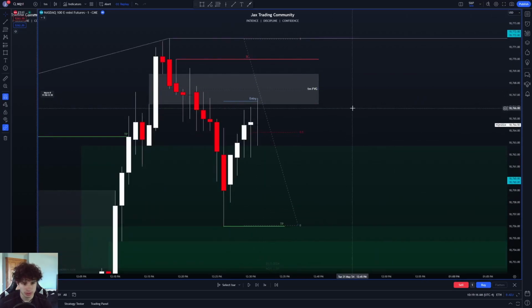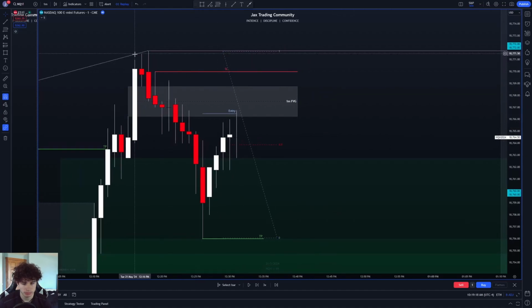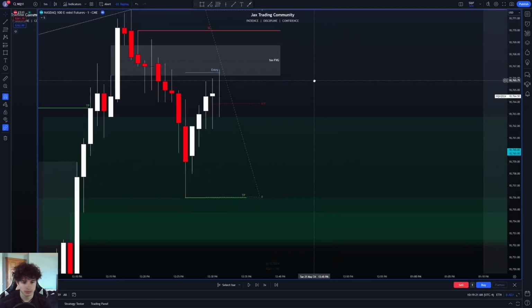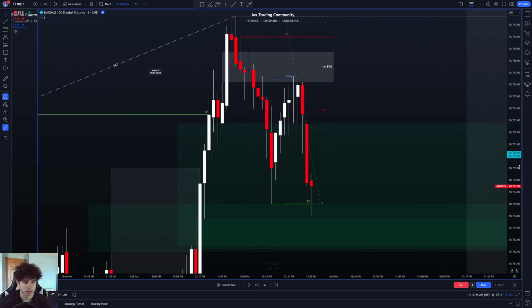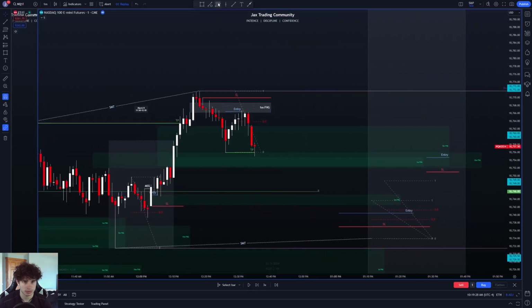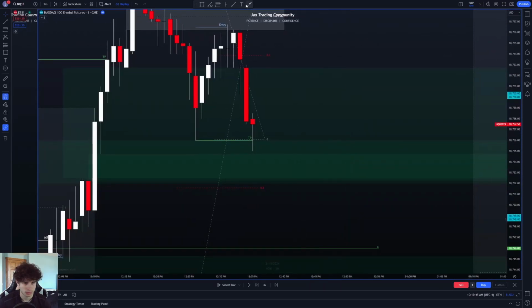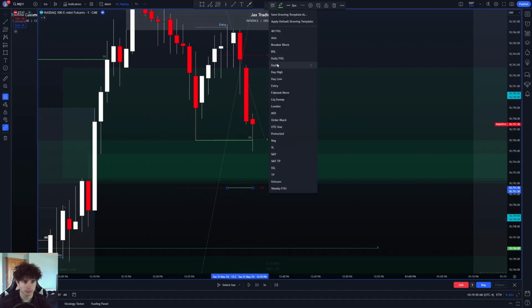Here could be your entry. Here would be your stop loss. We're also in a premium of this leg right here, so I could see a sell. This would be your first TP. It hits. Second TP, you could honestly do discount of the range. So do it like this. So here could be another TP.